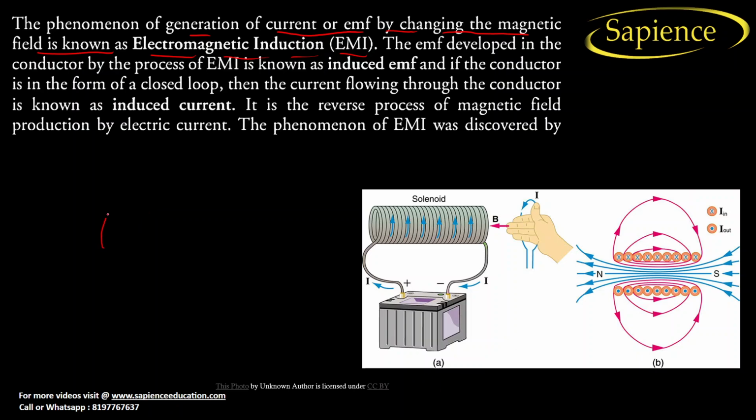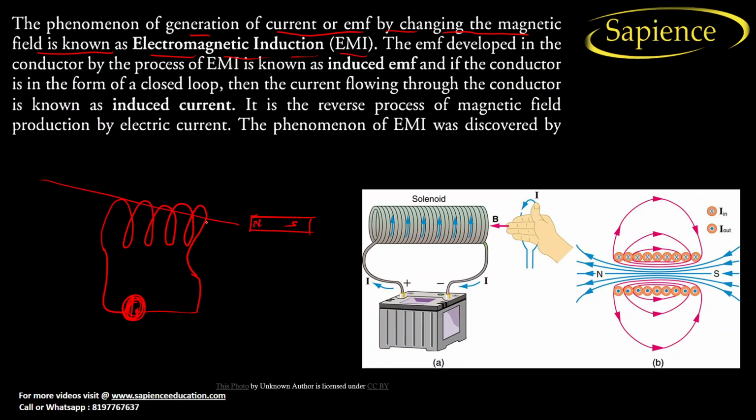Let us consider there is a circuit like this, and I want to produce a current in the circuit. So what should I do? I don't have any power source, so we need to put a magnet. If you put a magnet with north and south poles, and a magnetic field is passing like this, and you move it to and fro, what will happen? You will get a current.